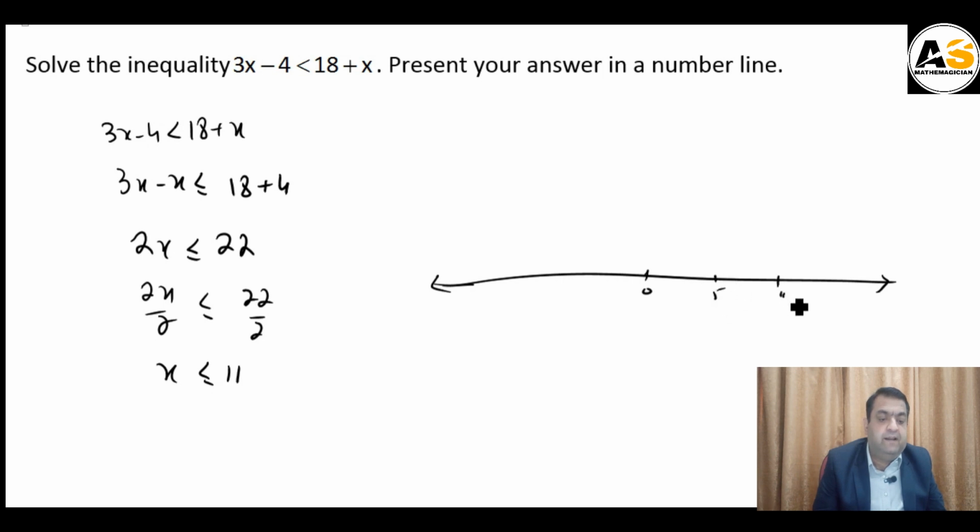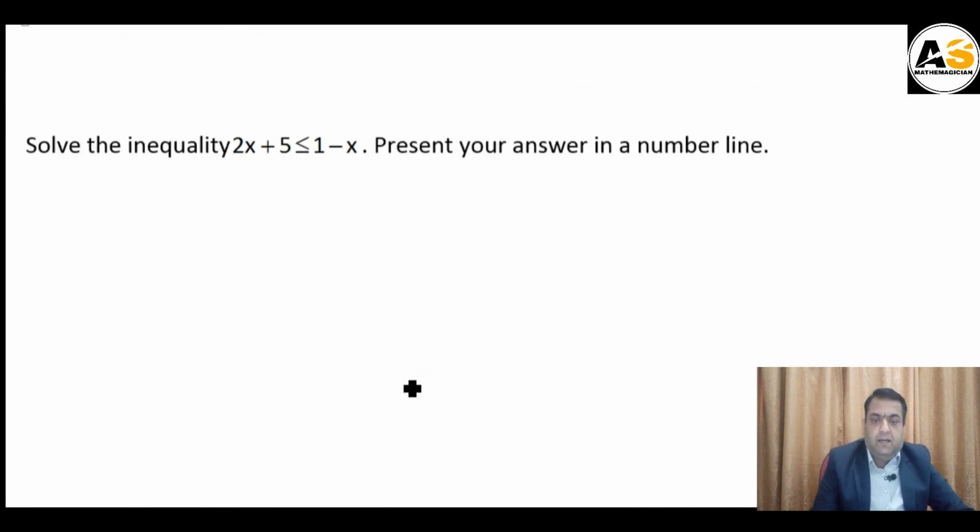0, 5, 10, 15. This will be 11, minus 5, minus 10, minus 15. The sign is less than or equal to. Equal to means this is an inclusive case. There will be a filled dot on 11 and we will move towards the left-hand side because the inequality is less than or equal to. So all these values which are less than 11, including 11, are the solution. I hope this is clear.